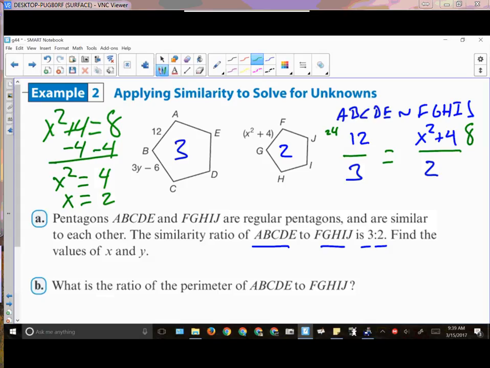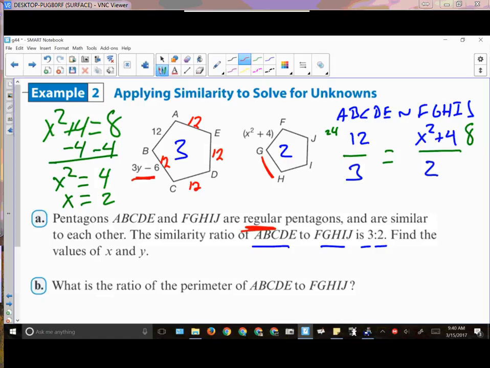By the way, what's the value of y got to be? Well, what does 3y minus 6 need to be equal to? Well, I got this side here. There's nothing over here, is there? What kind of polygons are these? Regular. So that means if that's 12, what's this side here? What's this side here? What's this side here?